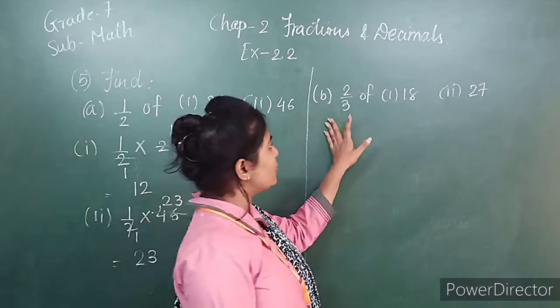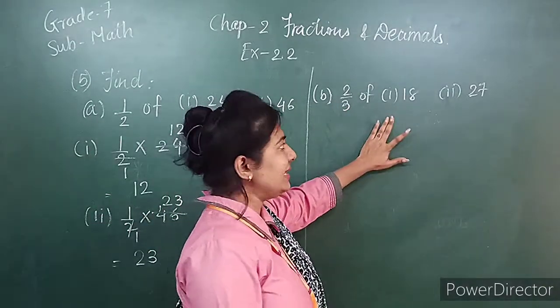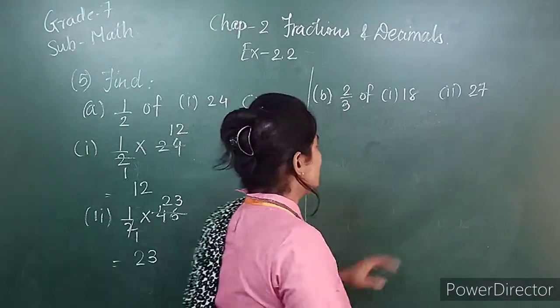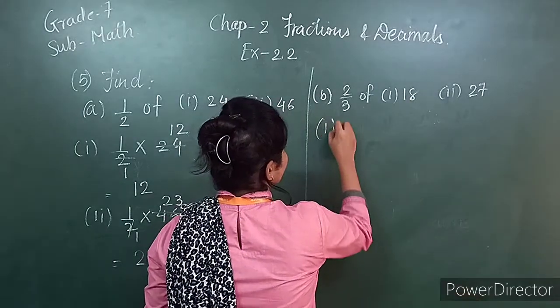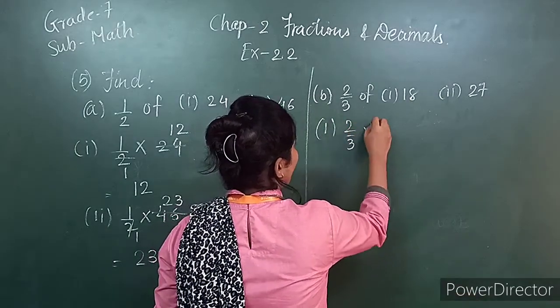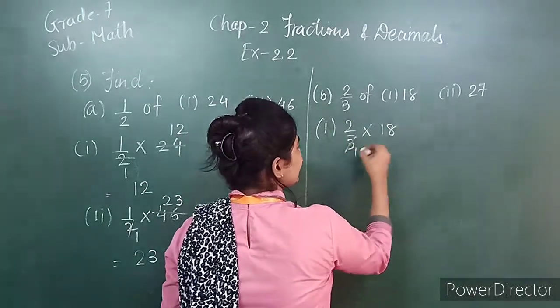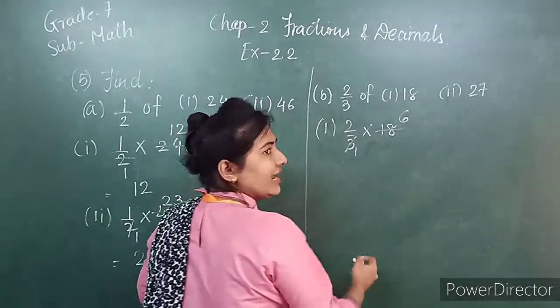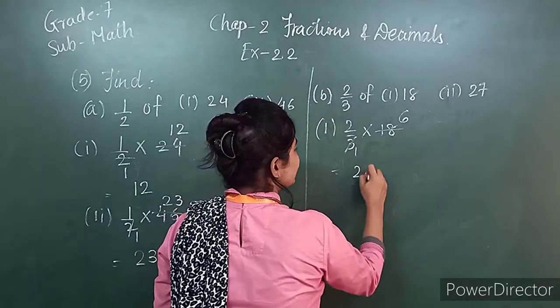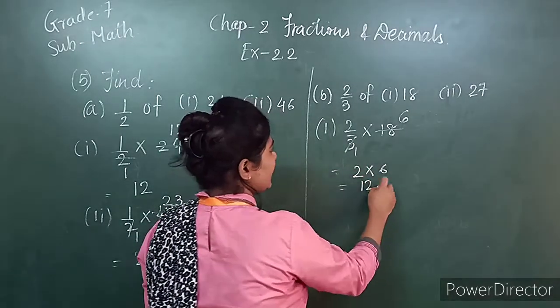Now coming to the next question, 2 by 3 of 18 and 27. So here 2 by 3 of, it means multiply, and then 18. 3 ones are 3, 3 6s are 18. So here 2 6s are 12.